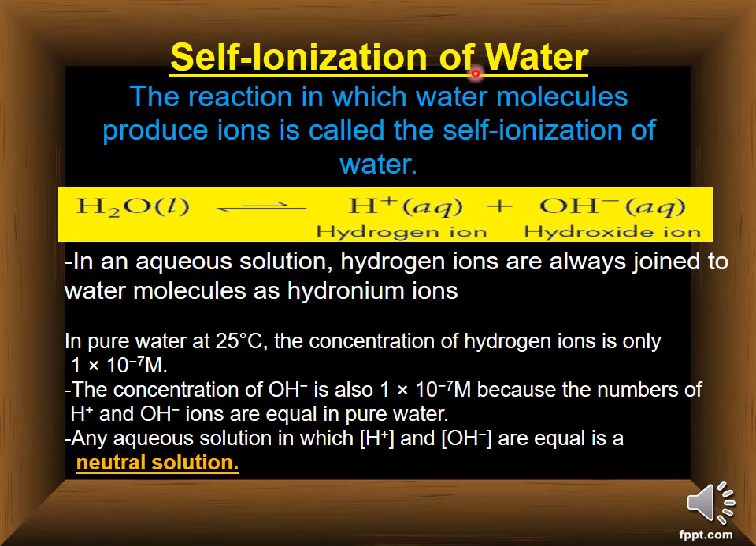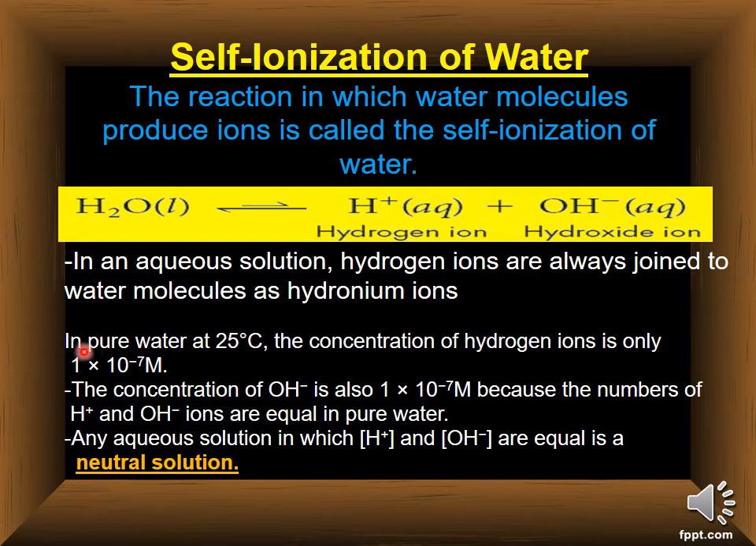Now, self-ionization of water. The reaction in which water molecules produce ions is called self-ionization of water. It means like what we just said. So H2O becomes H positive ion and OH negative ion. In an aqueous solution, the hydrogen ions are always joined to water molecules as hydronium ions. Remember, last week we discussed as well that a free H positive ion is never found alone. H2O plus H positive becomes the hydronium ion, which is H3O positive.